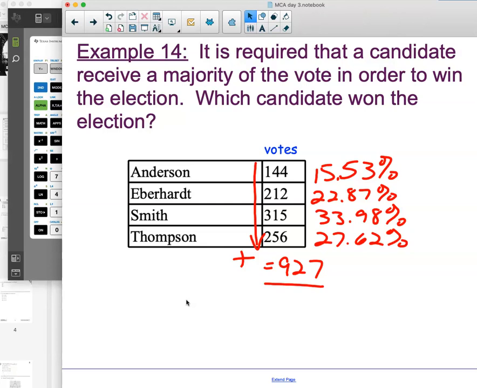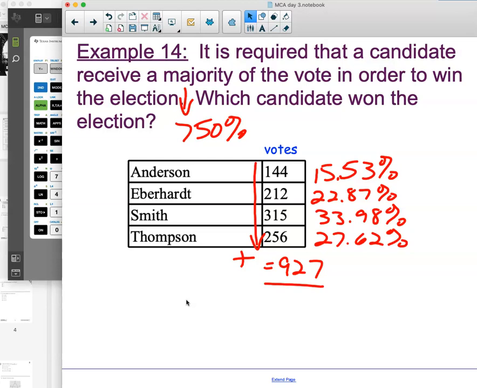So on the news, that's the information that they would give you. Now the question was, it is required that a candidate receive a majority of the vote in order to win the election. Majority of the vote. So out of 100%, how much is a majority? 50 is equal, right? So it has to be more than 50%. So majority has to be greater than 50%. Which candidate won the election? None of them, right? None of them have the majority.